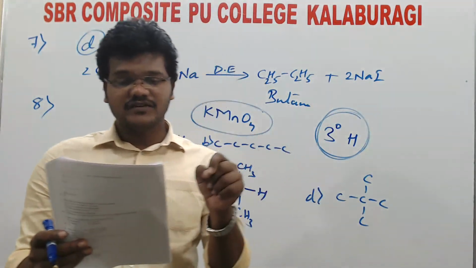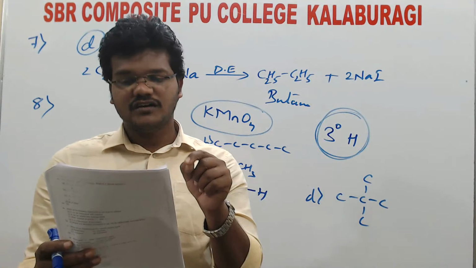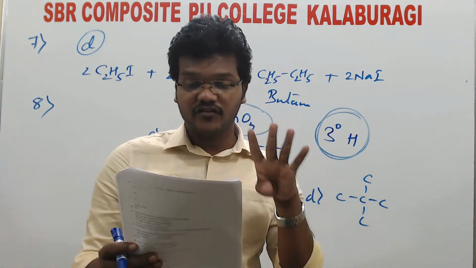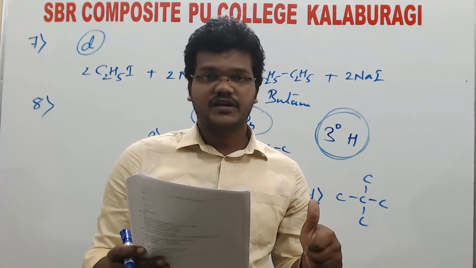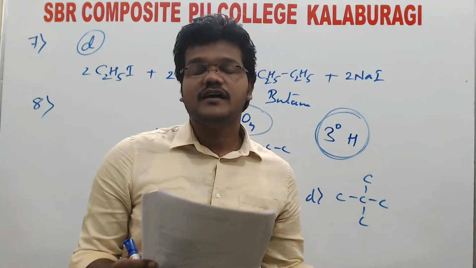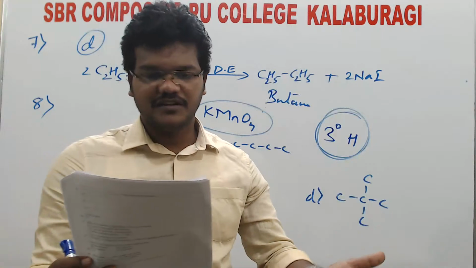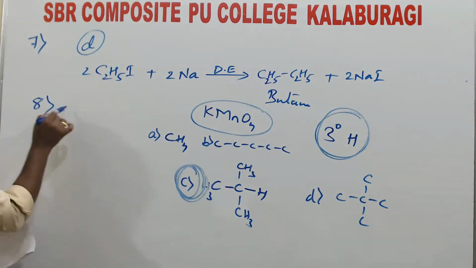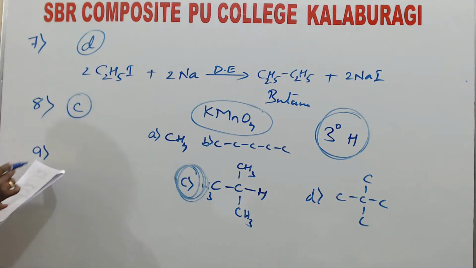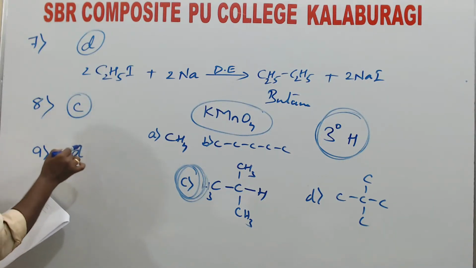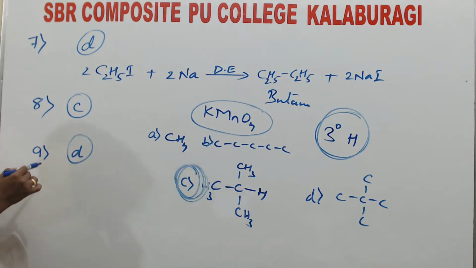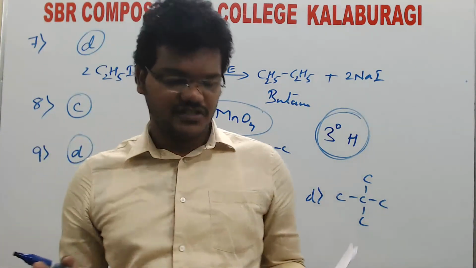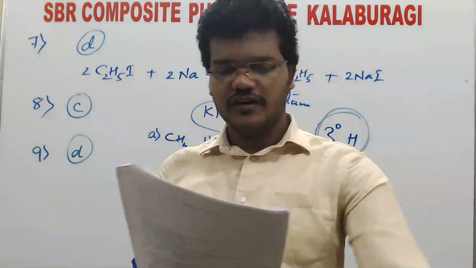They are asking. First one is methyl carbocation, second one is what? Primary carbocation, third one is C, secondary carbocation, and the fourth one is what? Tertiary carbocation. And we all know that tertiary carbocation is more stable. So for the 9th question, tertiary carbocation, that is nothing but my D. Option D is correct for question number 9. Correct. So let us go for the next.